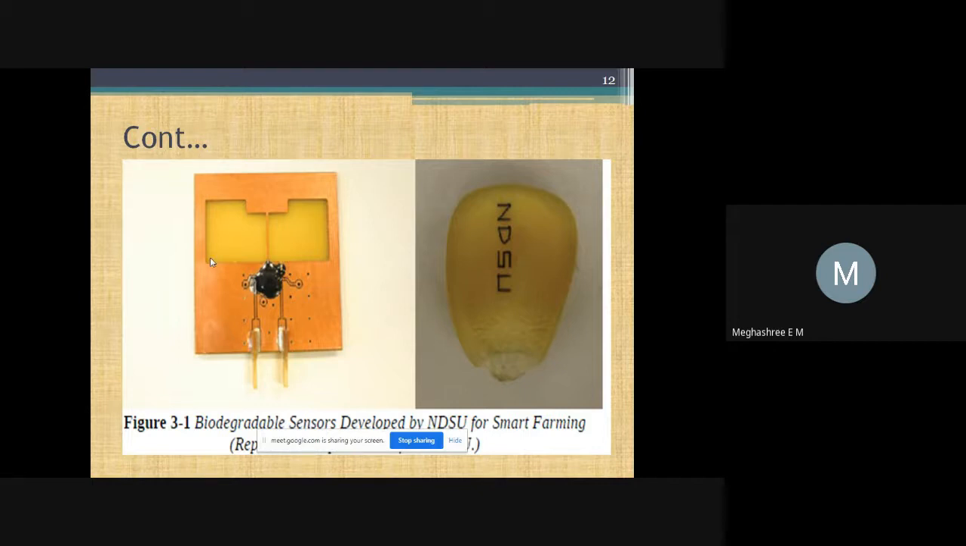So this is one such example. I mean to say, NDSU, right? This is developed at the North Dakota State University. Okay, and this is planted directly in the soil, and it can be left in the soil as is, because it is biodegradable. Okay, even if this decomposes, it will not harm the soil quality. See, this is one such application.